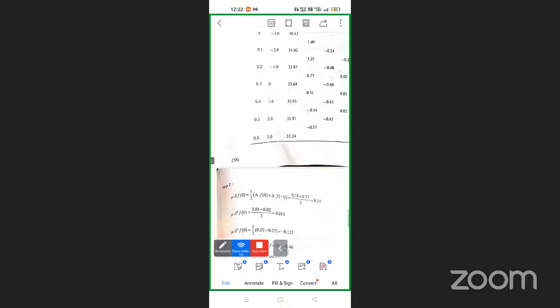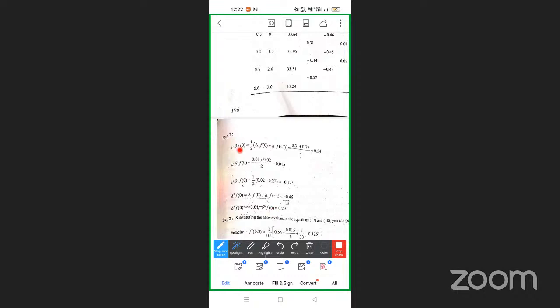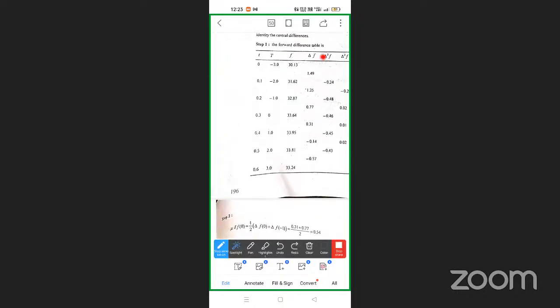That is the velocity. So μδf(0) = (1/h)[δf(0) + δf(−1)]/2, with δf(0) and δf(−1) taken from the table. Here this is x0, then x−1, x−2, x−3 on the upper side, and x1, x2 on the lower side.